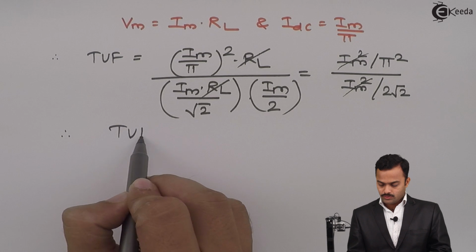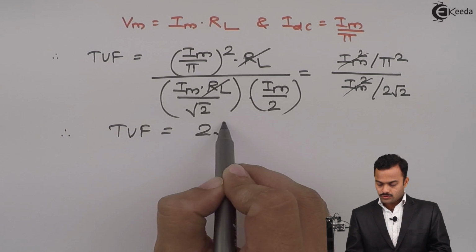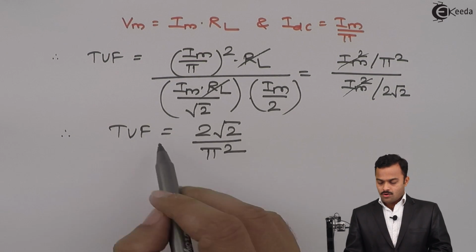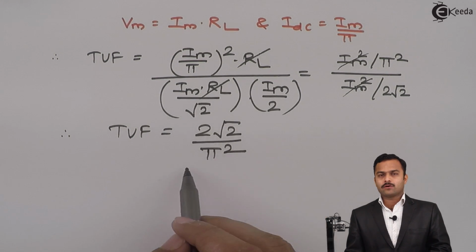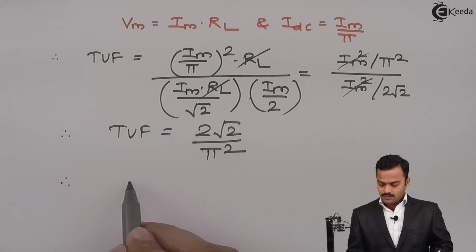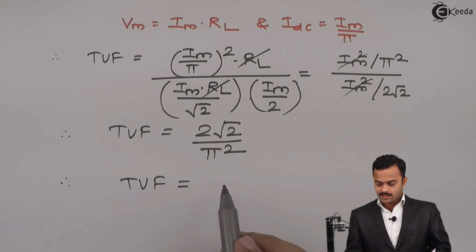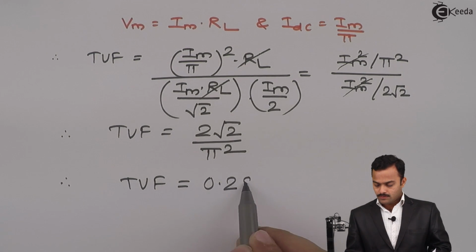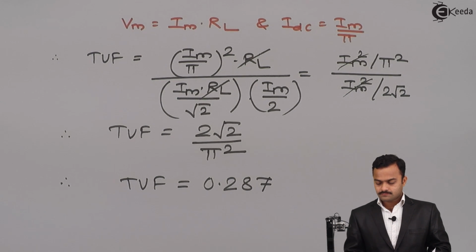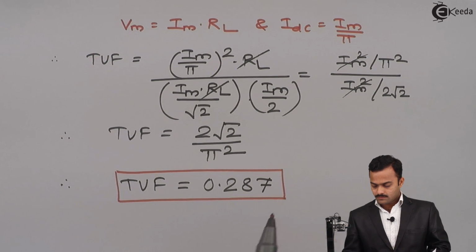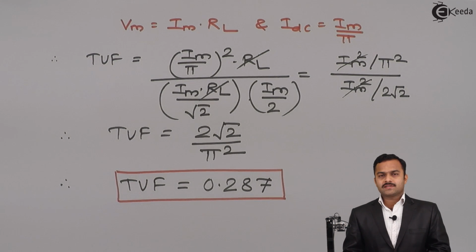So, transformer utilization factor I will get 2 root 2 upon pi square. All these are constants. If I put pi equal to 3.14, ultimately transformer utilization factor for half wave rectifier I will get 0.287 or 28.7%. So, here we have seen all performance parameters of half wave rectifier. Thank you.